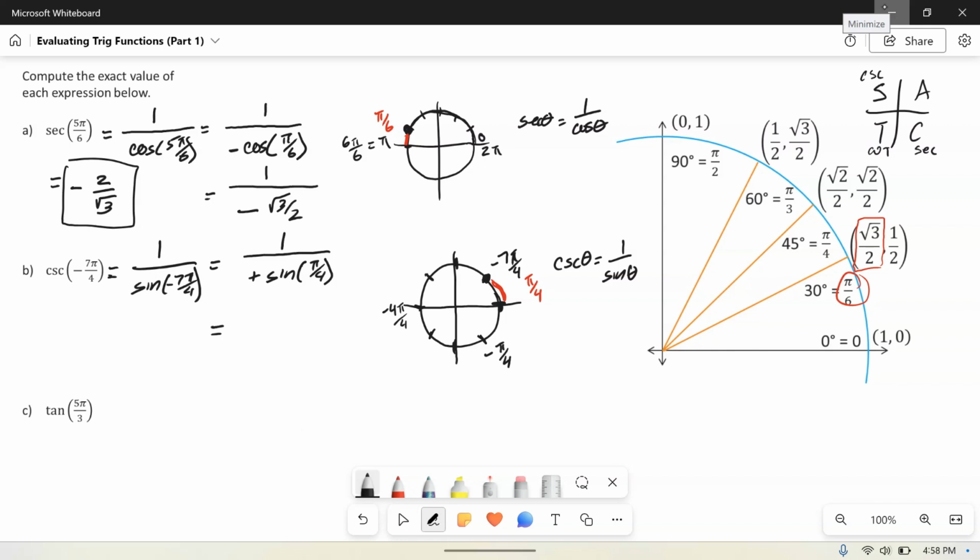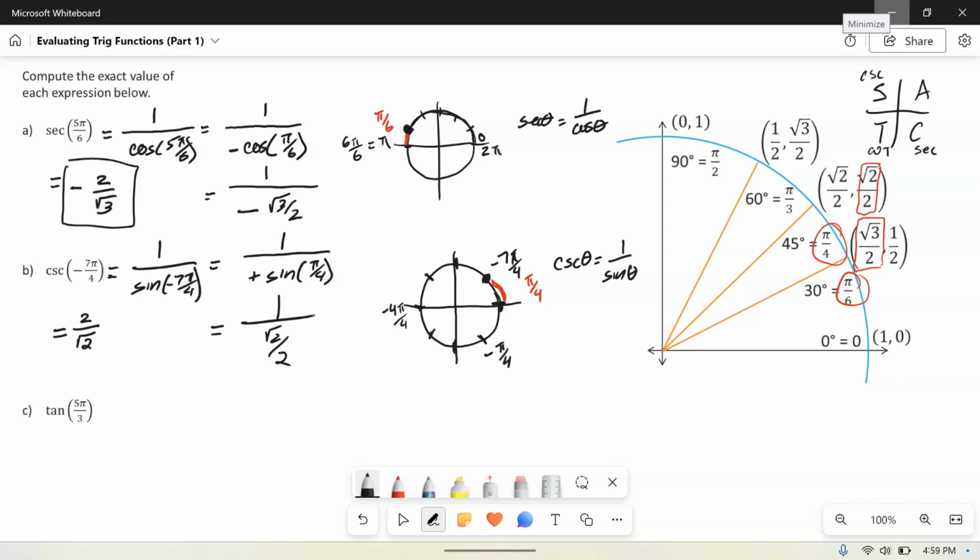And so now we can compute what the sine of pi over 4 would be. To do that, we need to find pi over 4 in the first quadrant, which is your 45-degree angle. And the sine is always the y-coordinate. So we're going to get 1 over the square root of 2 over 2. And again, that's positive. And since it's a reciprocal, 1 over a fraction, we can flip the fraction. So the cosecant of a negative 7 pi over 4 is equal to 2 over a square root of 2.